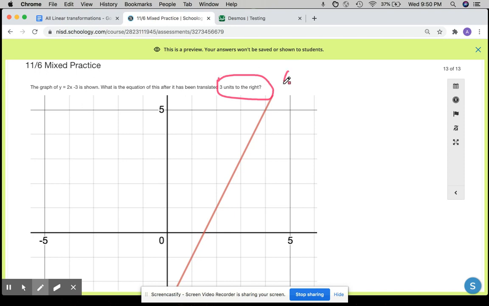I want to recognize when I move right and left, it's inside the parentheses. If I move right, it's the opposite sign. So I should see x minus 3 inside the parentheses. Nothing else changes in my equation. I still keep my y equals, I still keep my slope of 2, and I still keep the minus 3 on the outside. So this is the type of equation you'd be looking for.